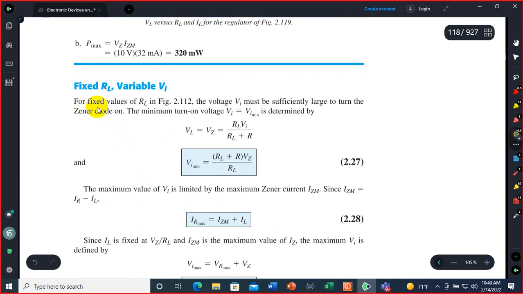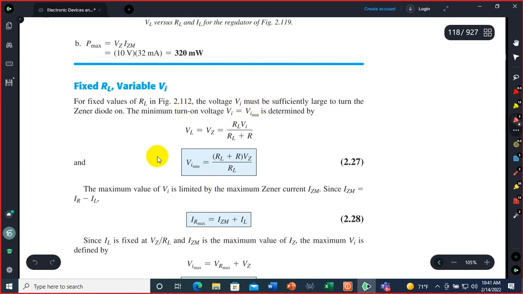So in this analysis, for fixed values of RL, the load resistance is fixed. The voltage Vi must be sufficiently large to turn the Zener diode on. The minimum turn-on voltage Vi minimum is determined by VL equal to Vz equal to RL times Vi divided by RL plus R. This portion gives you IR equal to Vz. So this is the minimum.